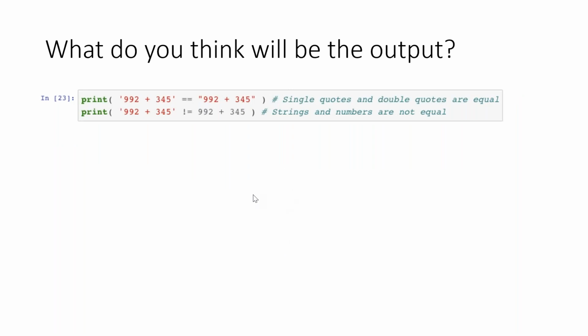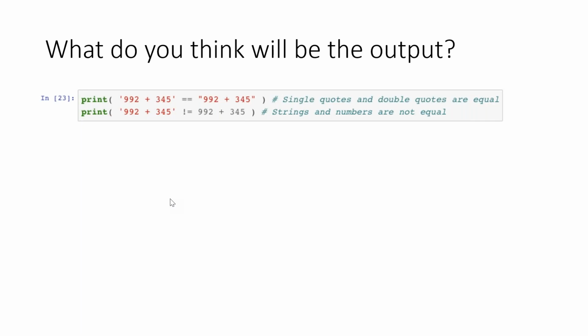If you look here, I am printing single quote 992 plus 345 single quote and equal to double quotes 992 plus 345 double quote. That is one statement I am printing. I am doing a comparison here, and I am doing single quote 992 plus 345 single quote and not equal to, without quotes, this. So what will be the output of this? It will be a Boolean, because comparison operators are being used between these two objects.